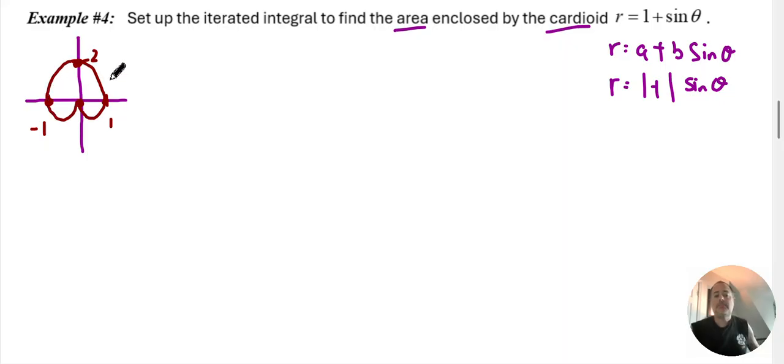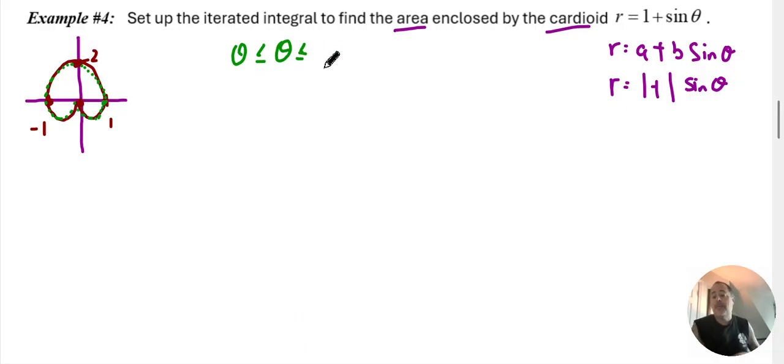This is going to be our cardioid. The first thing we're going to do is talk about our bounds. Let's talk about theta for a second. Remember, it's the whole cardioid, so we're going to start right here. When theta equals 0, we get a radius of 1, so we start here. How many theta do we need to get back to the beginning?